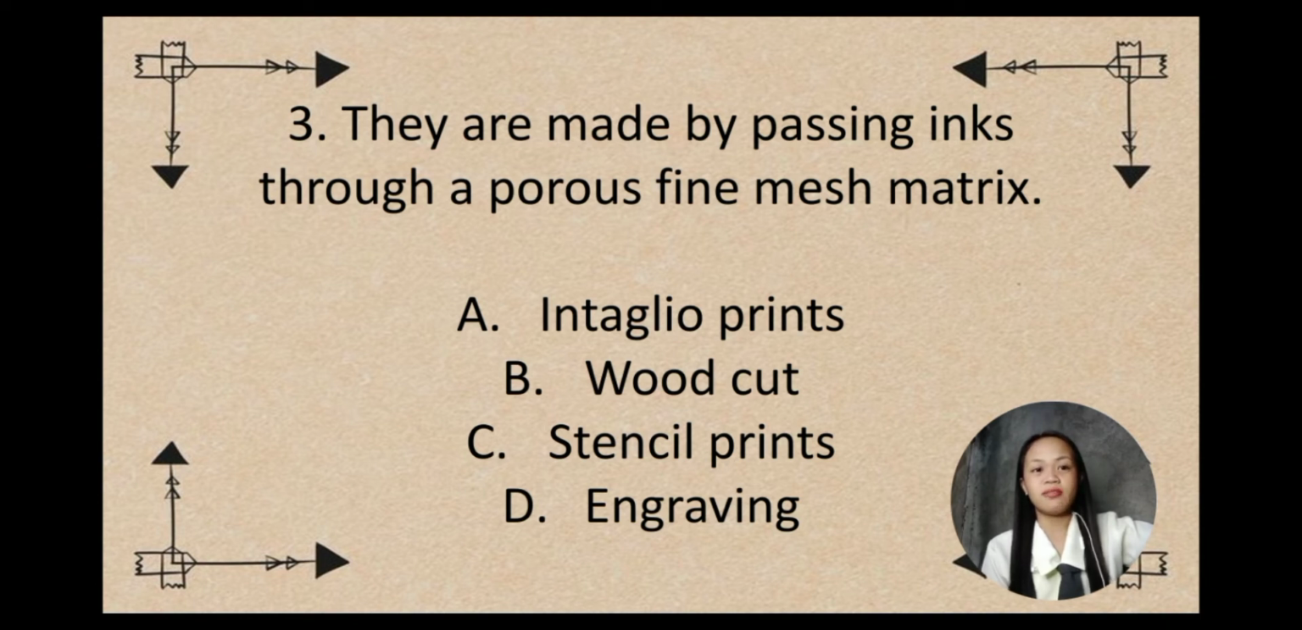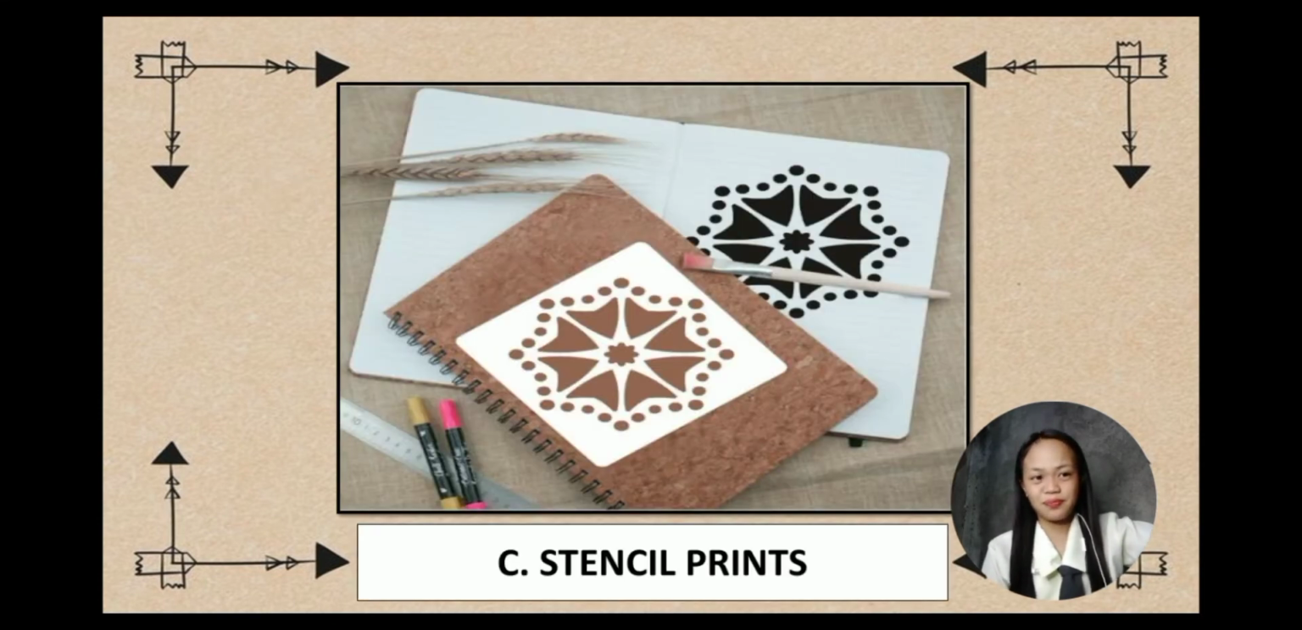Next, they are made by passing inks through a porous fine mesh matrix. So, what kind of print is this? A. Intaglio print, B. Woodcut, C. Stencil prints, or D. Engraving? So, klaro na kayo siya sa question pa lang daan. So, the answer is none other than stencil prints.